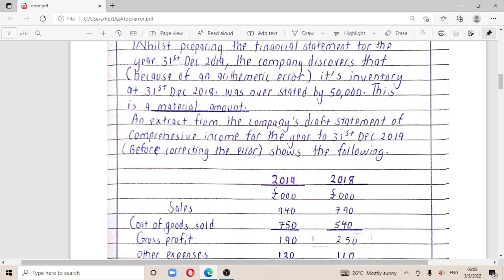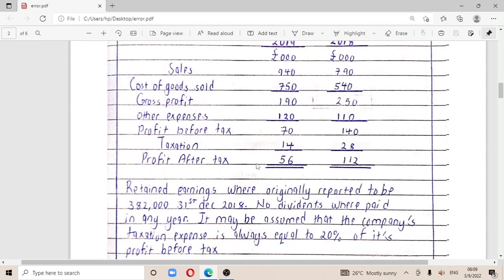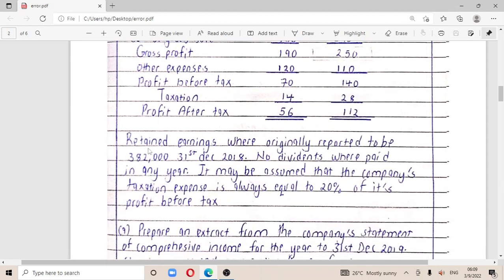So an extract from the company's draft statement of comprehensive income for the year to 31st December 2019, that is before correcting the error, shows the following. You're having this amount in pounds, and they're having sales, cost of sales, and then gross profit, other expenses, then profit before tax, taxation, and then profit after tax. Continuing the question, retained earnings were originally reported to be 382,000 at the 31st December 2018. No dividends were paid in any year. It may be assumed that the company's taxation expense is always equal to 20% of its profit before tax.